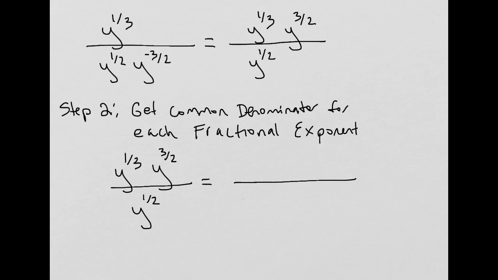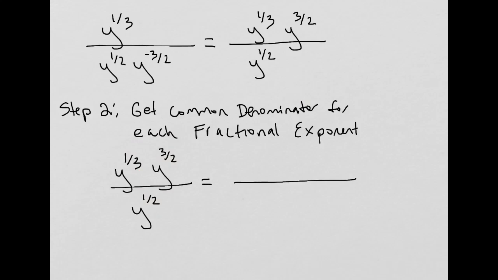Okay, so if I want to get that common denominator for each fractional exponent, I'm looking at the fractions. I've got 1 over 3, 3 over 2, and 1 over 2. So the least common multiple of 3 and 2 is 6. So I want each fraction to have a denominator of 6.